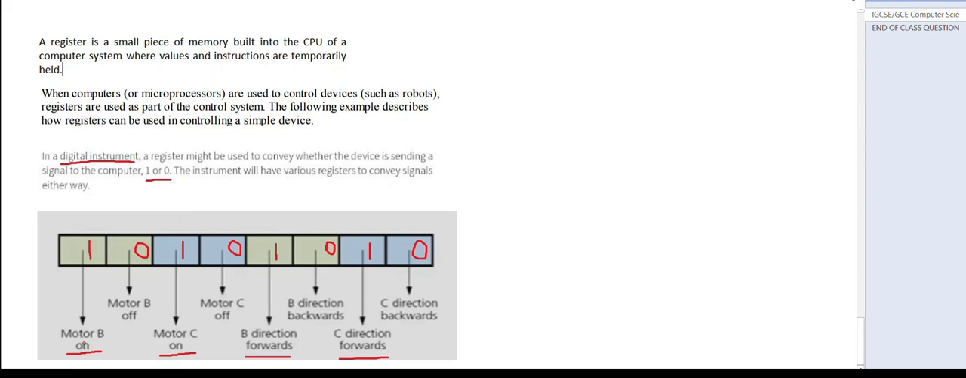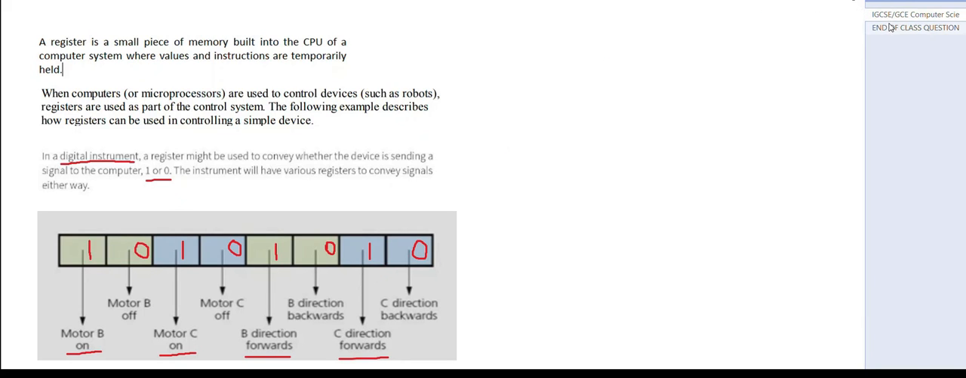So what does this mean? Motor B is working, motor C is working, B is directed forwards and C is also directed forwards. So what does this mean? This means that motor B is on, motor C is on. Both motors B and C are turning to produce forwards motion. The direction of both B and C is forwards. So hence the statement is, in this case this is the register of a vacuum cleaner, right? So that means the vacuum cleaner is moving forwards, right?